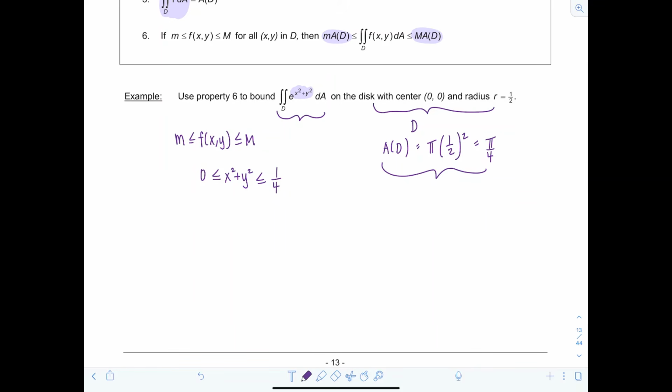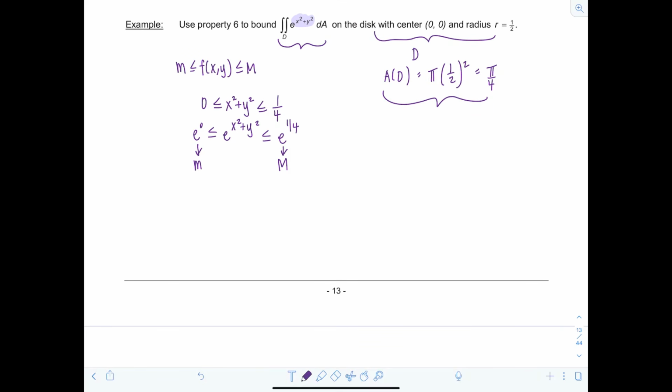Okay, and then e to the x is strictly increasing, so I can take e raised to each of the values in this bounded inequality, and everything will be preserved. So e to the 0 is going to be less than or equal to e to the x squared plus y squared, which is less than or equal to e to the 1/4. So now I have my lowercase m and my capital M, right? Bounding my function f of x,y.